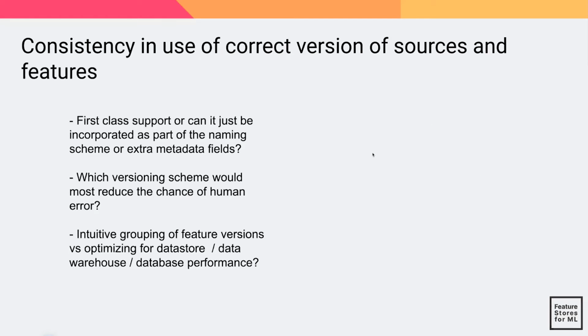Consistency and use of correct version of sources and features. So for this, I'll quickly go over this slide. This is still a work in progress, so we're still figuring this out. But the gist of this is, should we give versioning first-class support, or can we finagle it into our existing structures, like maybe the naming scheme or extra metadata fields? And the goal is to balance performance, because this affects how we structure our data and our data stores and databases, versus reducing the chance of human error.